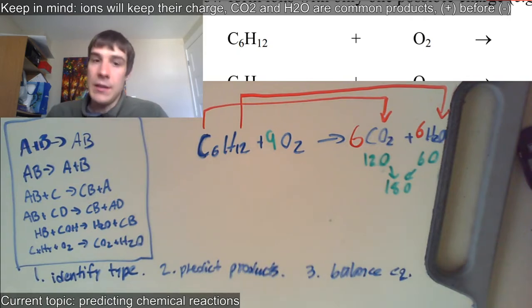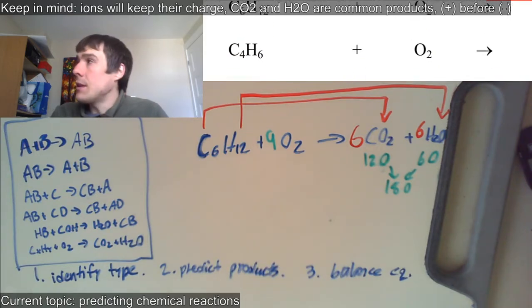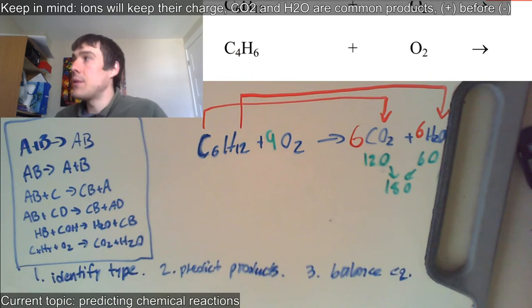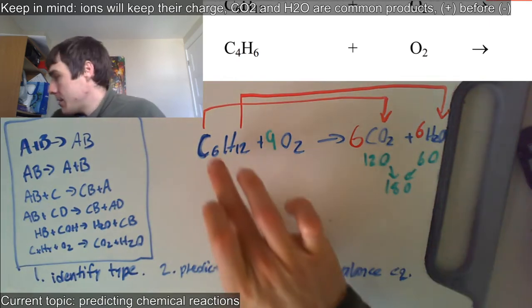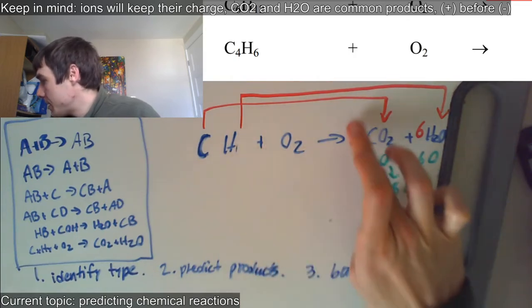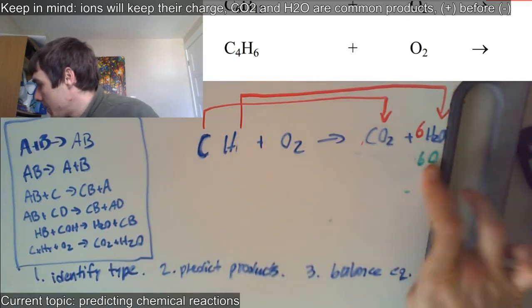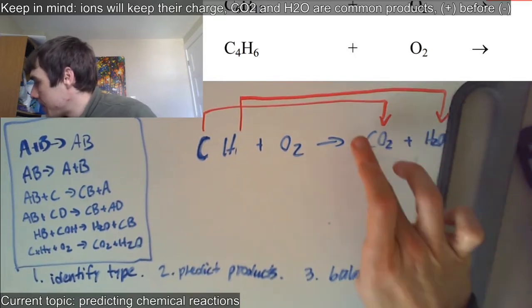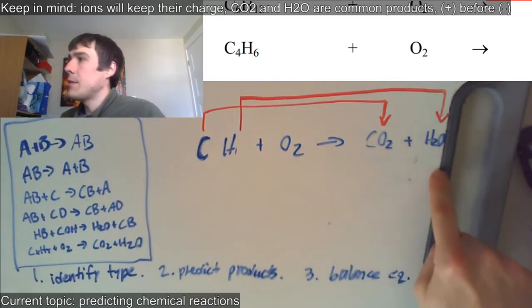That's done. Let's go to the next one, C4H6 plus O2. Hey, that's another combustion reaction. In this case, though, now we have some different numbers here. So let's just erase these real quick. But the rest of it's going to go the same, right? It's also a combustion reaction. We know it's CO2 and H2O. So we've done part 1.